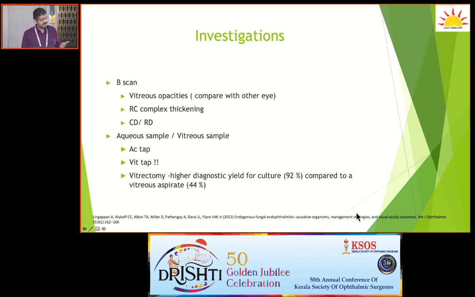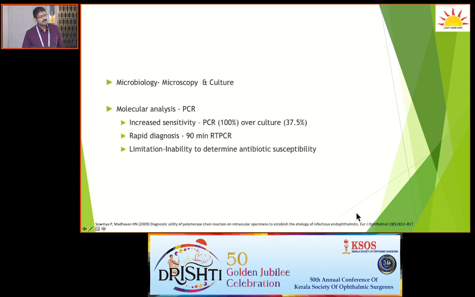we can take a vitreous tap, which I'm not very happy to suggest, because inadvertently we create a traction on the retina and we actually cause much more complications. If you really want to take a vitreous sample, think of vitrectomy, because it has a higher diagnostic yield for culture compared to a vitreous tap. Many times when you take a vitreous tap, it might be a dry tap. Now, once you get the sample, send it for microscopy and culture. Along with that, get a PCR done, because PCR has an increased sensitivity compared to culture.